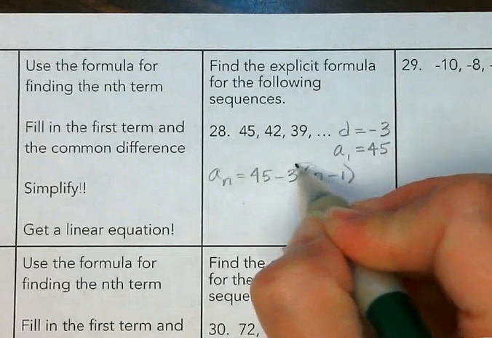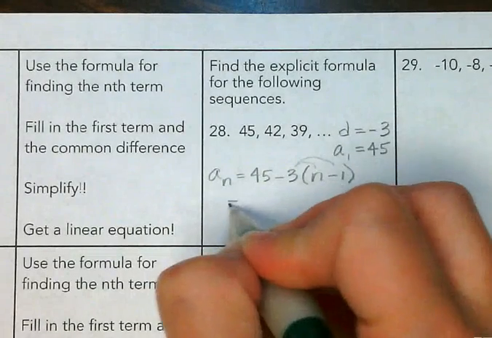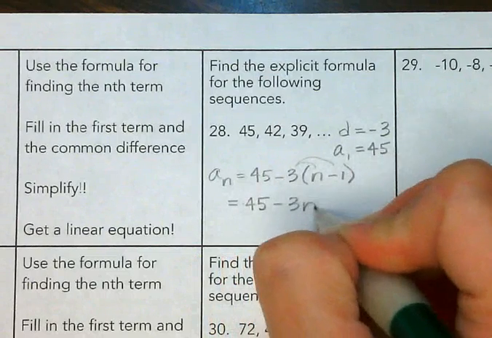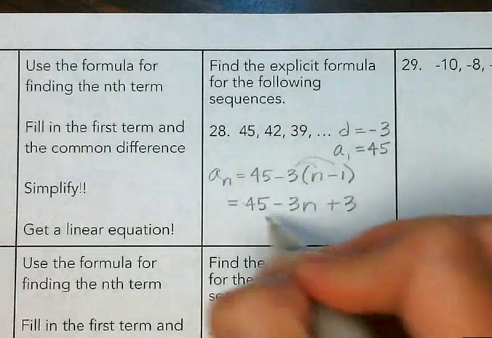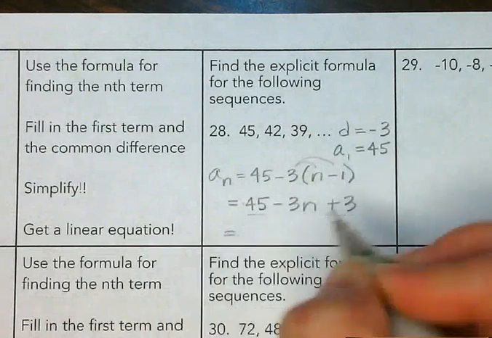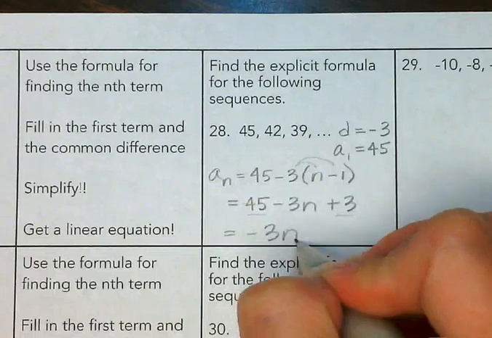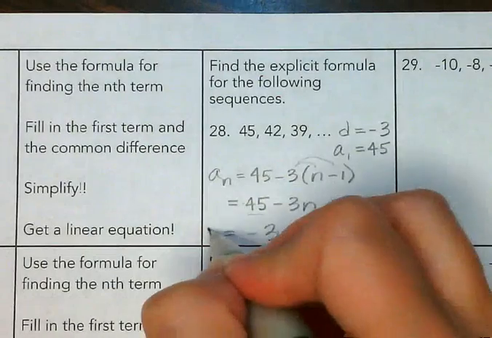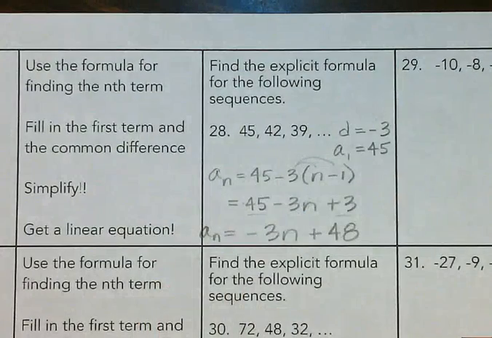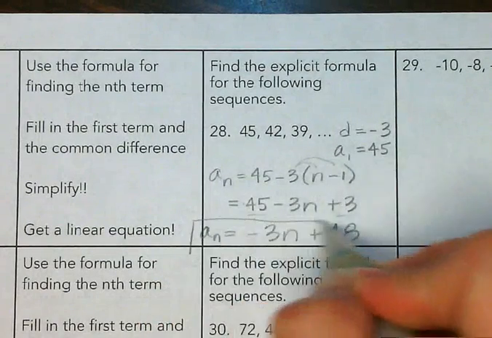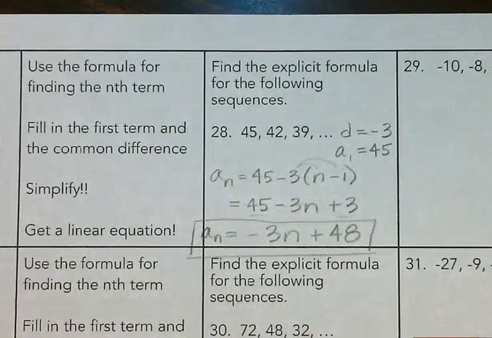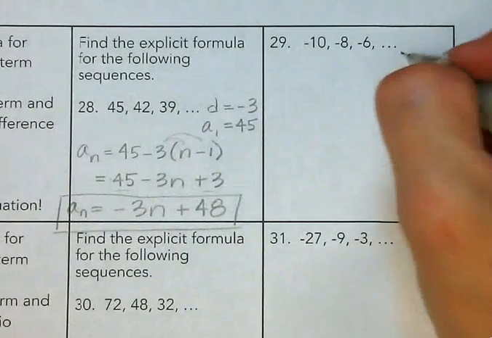So by simplifying, that means distributive property right there. So 45 minus 3n plus 3. And then I can put those two together. So in the end, I have negative 3n plus 48. And that will be any term in the sequence. And then I mentioned that you should get something that looks like y equals mx plus b, and you do. All right, this one over here, same idea.